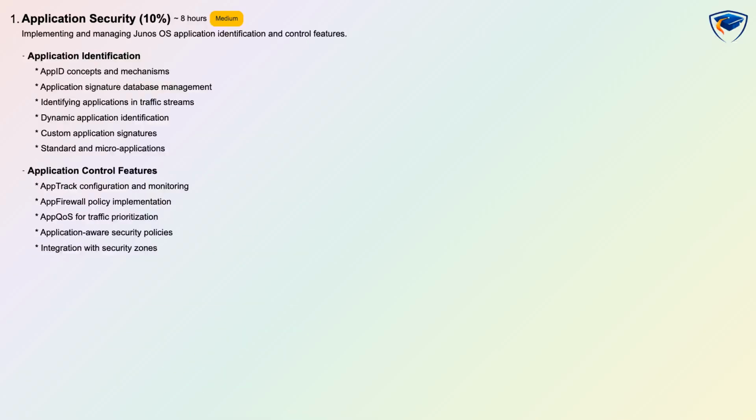Application security is focused on implementing and managing Junos OS application identification and control features and is rated medium difficulty with about 8 hours of study. You will learn AppID concepts and how signatures are managed, including custom signatures and dynamic identification of applications in traffic. The domain covers AppTrack monitoring and AppFW policies plus AppQoS and integration with security zones. Assessment is both conceptual and scenario-based, so expect configuration scenarios and design questions.